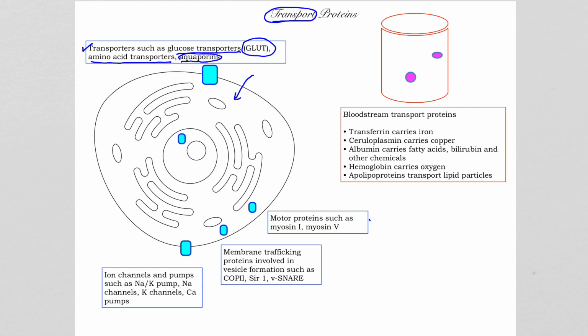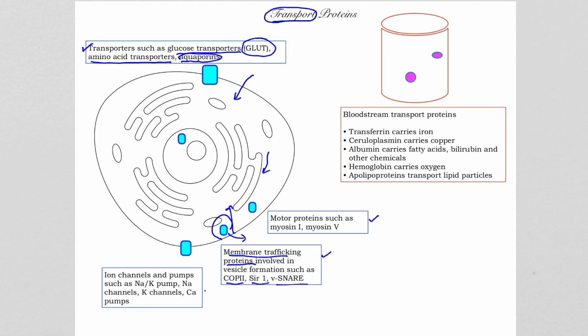Then we have motor proteins such as myosin 1 and myosin 5 that are involved in transporting chemicals in the cell. We have membrane trafficking proteins that are involved in exocytosis or endocytosis to bring in chemicals into the cell or to excrete chemicals or remove or secrete chemicals out of the cells. And examples of these membrane trafficking proteins, which we'll talk about in the future, COP2, SIR1, VSNA, and so on.